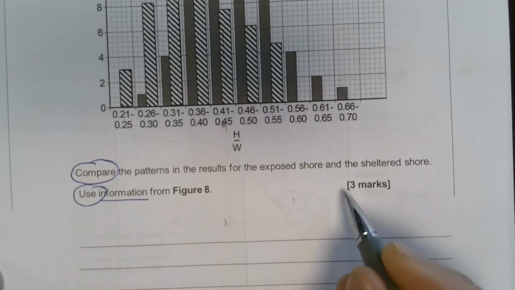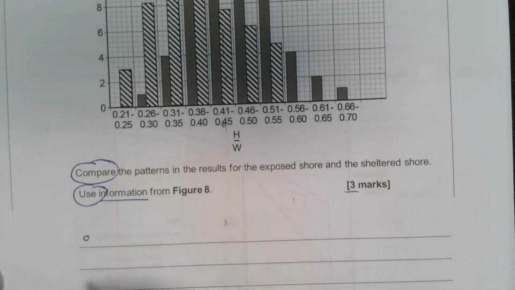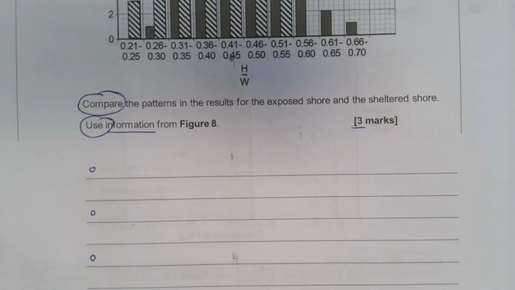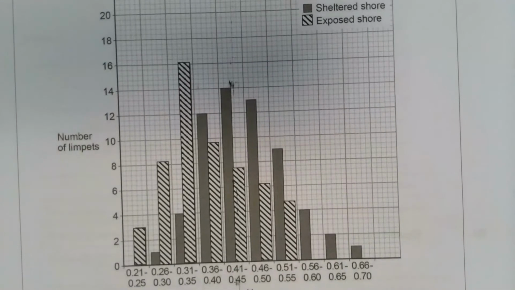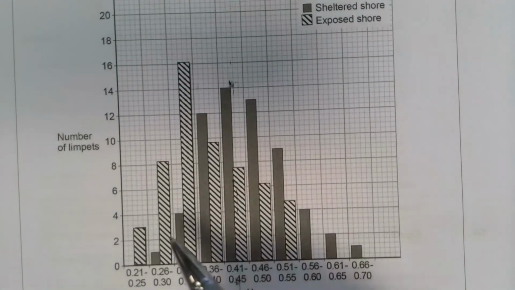Compare the patterns in the results for the exposed shore and the sheltered shore. Okay, so it's a compare question. I have to use information from that figure. It's worth 3 marks, so 1, 2, 3 bullet points straight away. I'm looking at 3 different comparisons, so 3 different regions, and I'm comparing the black and white striped bars with the grey bars.